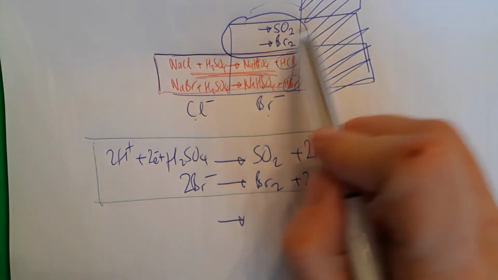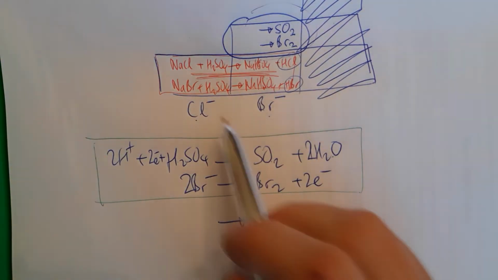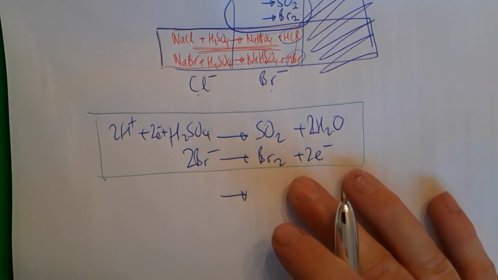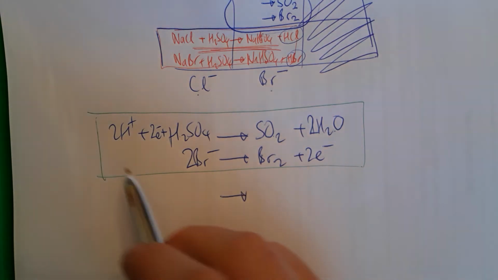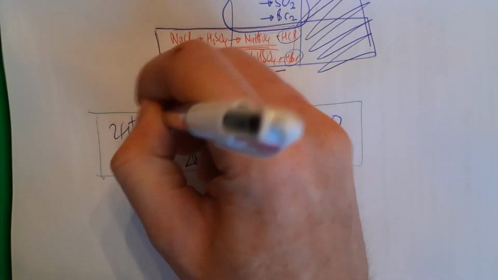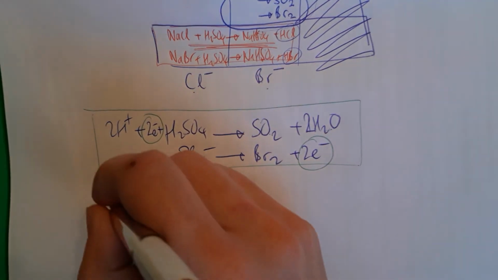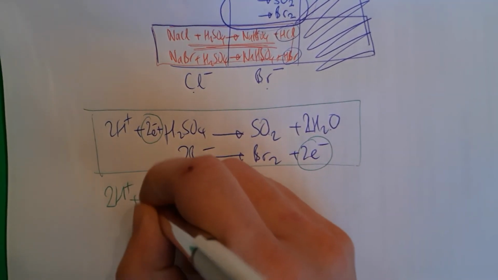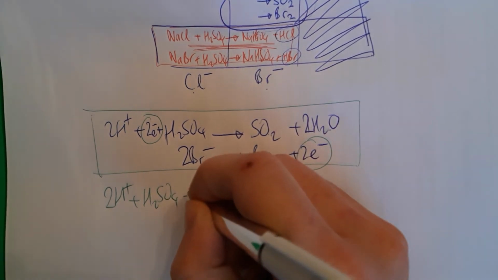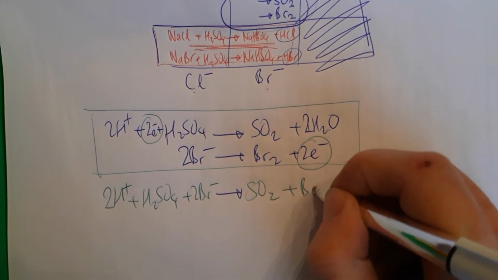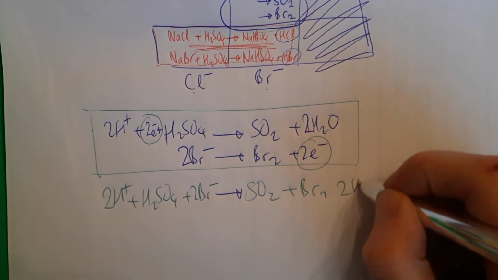Write an equation for this box, this box, this box, this box. Do them all. Learn this equation. Memorize it. You've got time, haven't you? There's no school on. All right, so last thing to do, there's 2 electrons here and 2 electrons here, so they don't need any multiplication. All I have to do is join them together. That's 2 H pluses, H2SO4, 2 Br minuses, SO2, Br2, 2 H2Os.